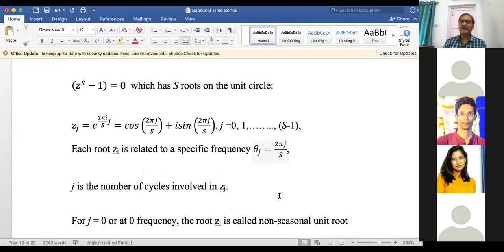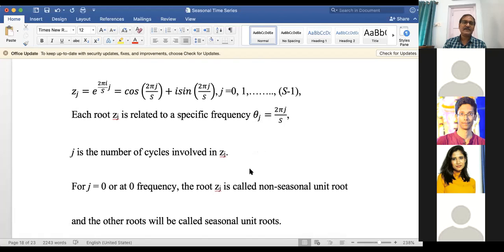So j equal to 0 means you are ignoring seasonal variations. So it will be equivalent to the annual time series like this. For that reason, Zj is always 1 when j equal to 0, because at j equal to 0, theta j equal to 0, this value will be equal to 1, because cos 0 is equal to 1, sin 0 equal to 0. Clear up to this point?